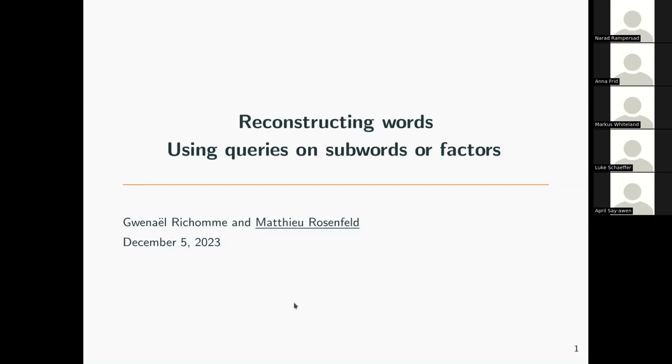So I will be talking about reconstructing words using queries on subwords and factors. This is joint work with Gunnar Richomme. So the first thing I will need to do is to define the problem I want to look at.